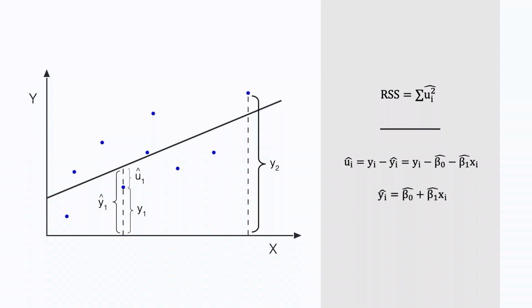Here's another example. y2 is the second data point. This one is slightly above the estimated line. According to our model, y2 hat would be smaller. And here we have the error term u hat 2. Now it becomes clear why we want to minimize the sum of squared errors. Because there might be positive error terms as well as negative error terms. And by taking the square, we can take care of all of them.